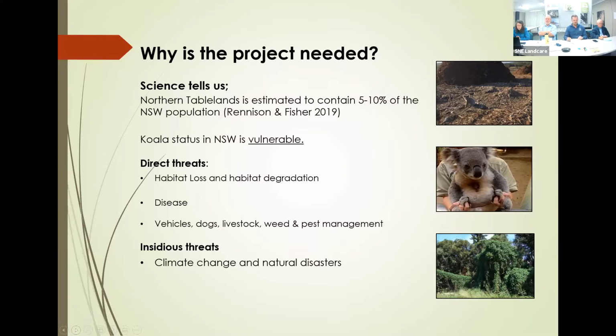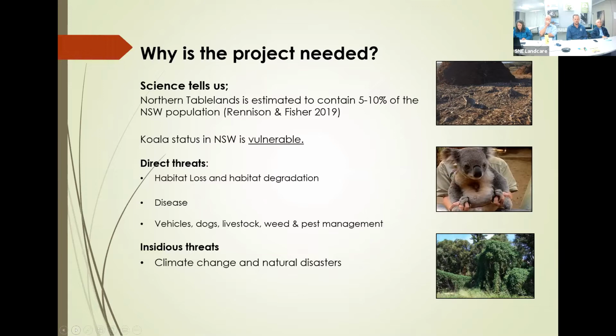The direct threats to koalas include habitat loss and habitat degradation, particularly where development pressure in coastal regions has significantly reduced habitat for urban expansion. Land clearing for agriculture is the most significant driver of habitat loss on the slopes and tablelands regions. Koala disease will impact differently according to locations. However, chlamydia is a dominant threat to many koala populations throughout New South Wales.